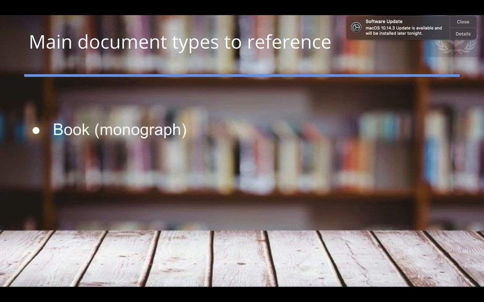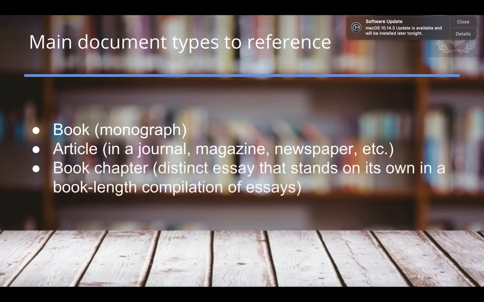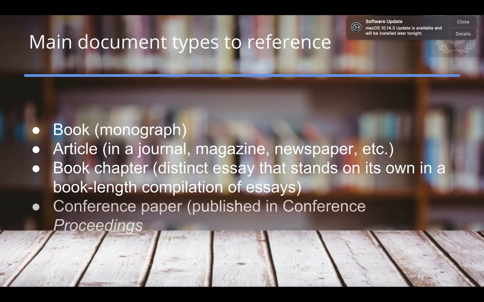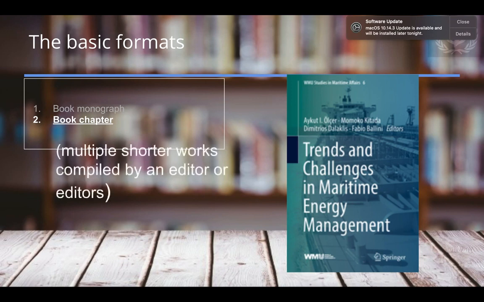the monographic book, an article in a periodical, an individual chapter of an edited or compiled book, and the paper published in conference proceedings. In the previous video, we demonstrated how to reference a monographic book. In this video, we will show you how and when to cite a specific chapter. Remember, we reference a specific book chapter when it is part of an individual collection of essays that stand on their own, as distinguished from a monographic book.